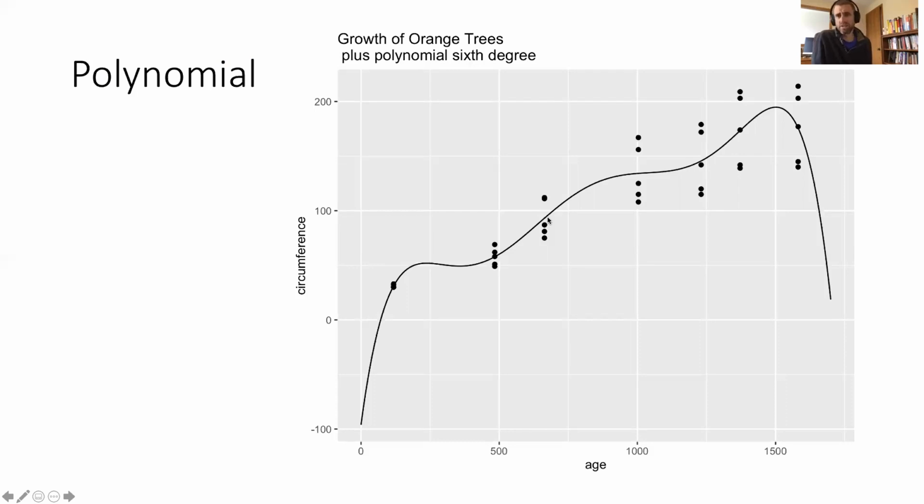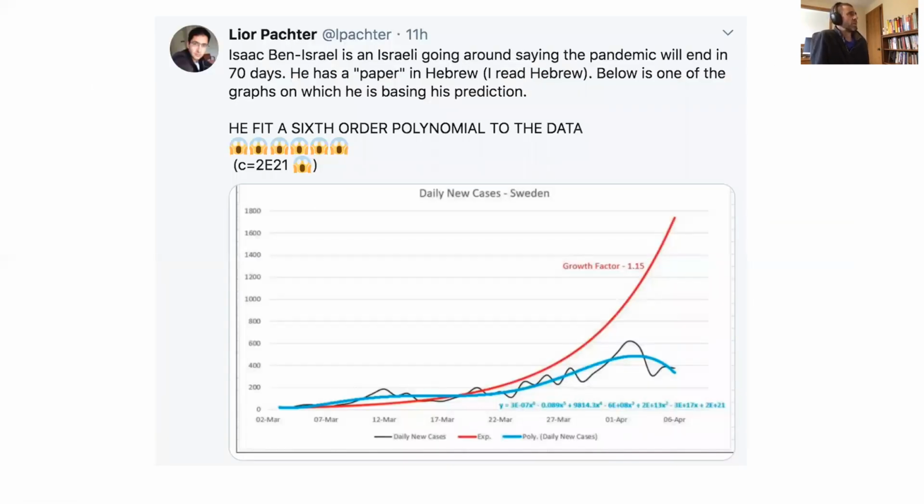And you might think, maybe you made this mistake, and don't be embarrassed. We all do that at some point. Or maybe you think, who's going to do this? But I just found this on Twitter. So an Israeli is going around saying that the pandemic is going to end in 70 days. His paper is based on a prediction from a 6-degree polynomial. He fitted a 6-degree polynomial to some data. And this guy, of course, is appalled by what he was doing, but he's basing his prediction on a polynomial.